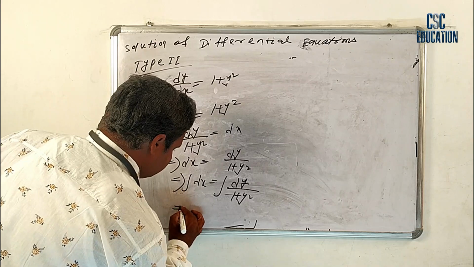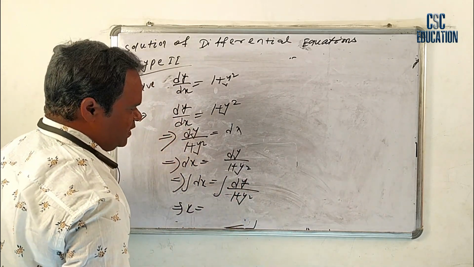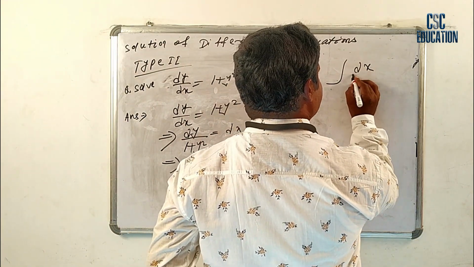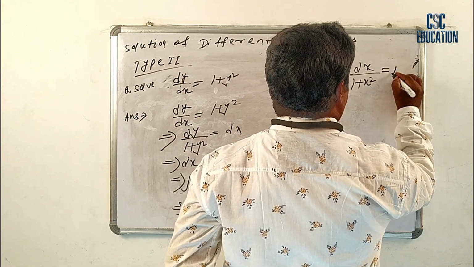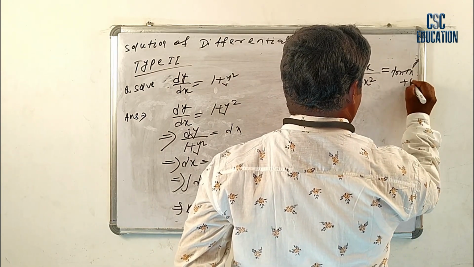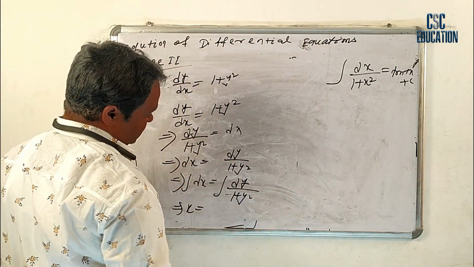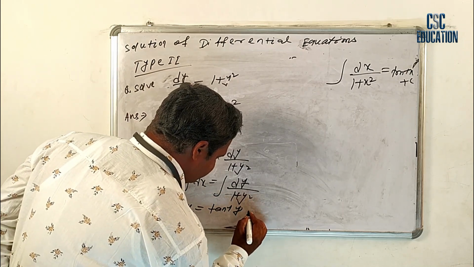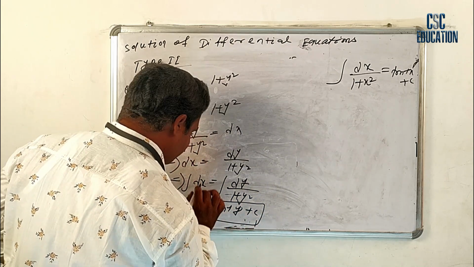Now on integrating, x equals the integral of dy by 1 plus y square. We know that the integral of dx divided by 1 plus x square equals tan inverse of x plus c. So here it is dy by 1 plus y square, which gives tan inverse of y plus c. That is your answer. Okay.